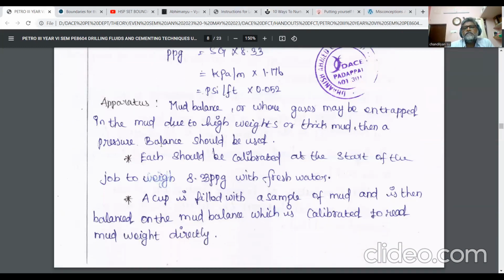Mud balance is the equipment which is used. It must be calibrated at the start of the job to have this value 8.33 ppg. This is the standard for fresh water. Always calibrate it before you run the experiment with the fluid. Fill it with water. Check whether the instrument is showing 8.33 ppg. Then it is calibrated. That is what we call calibration. Checking whether the instrument is showing the perfect reading is called calibration. If it is not, then we have to play with some calculations to calibrate it.